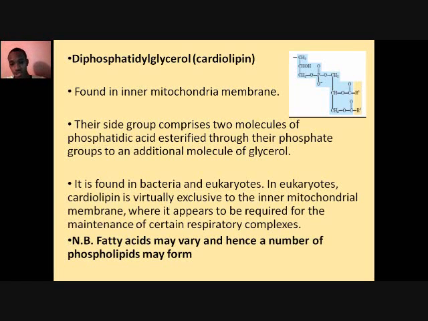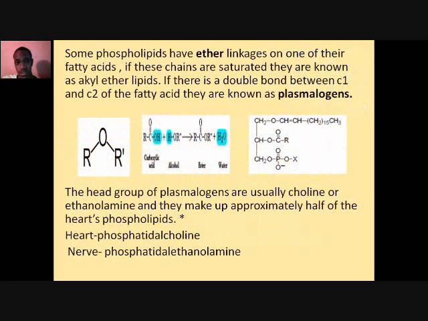It is found in bacteria and eukaryotes. In eukaryotes, cardiolipin is virtually exclusive to the inner mitochondrial membrane, where it appears to be required for the maintenance of certain respiratory complexes. Note well, this does not only relate to cardiolipin, but to all the phospholipids. The fatty acids may vary, and hence a number of phospholipids may form. While we were speaking about the X portion all the time, the fatty acids on carbons 1 and 2 may not be the same, and as a result, we have a variety of glycerophospholipids.